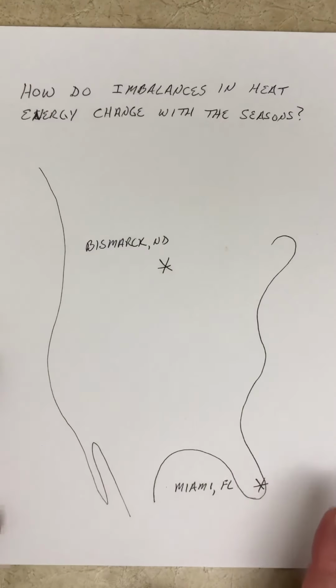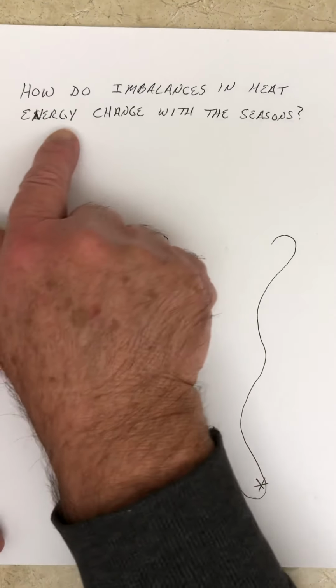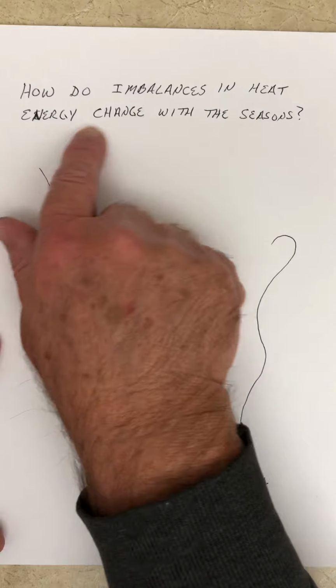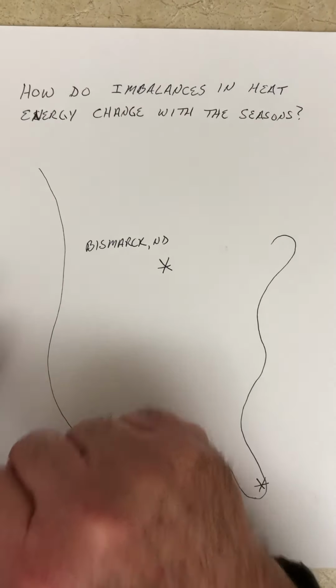Hi class, let's draw one last figure for chapter 4. In this figure we're going to take a look at how imbalances in heat energy change with the seasons, so winter, spring, summer, and fall.